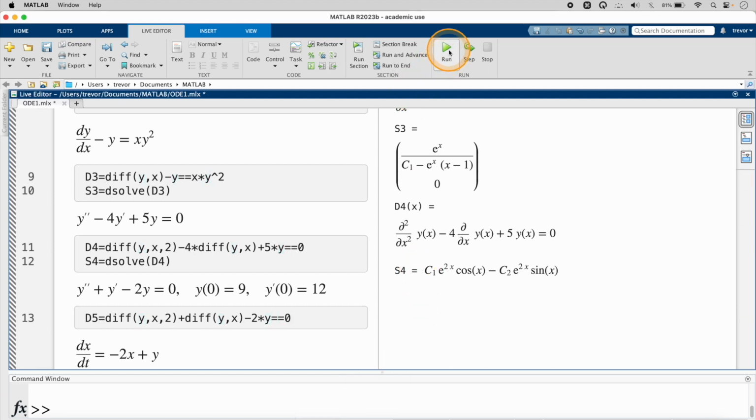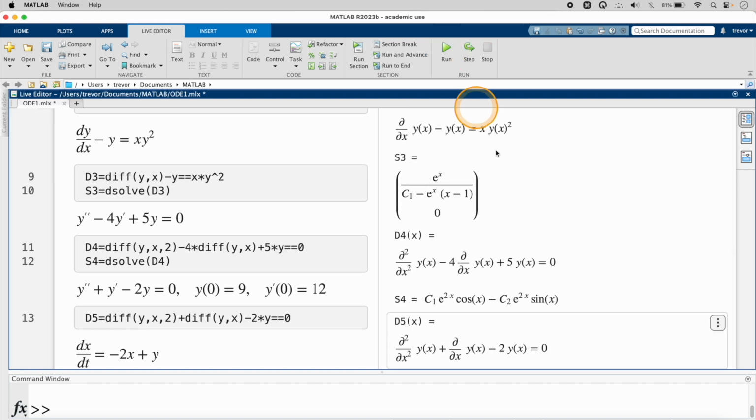I just run to check if I've entered it correctly. So we have the second derivative of y with respect to x plus the derivative of y with respect to x minus 2 times y is equal to 0. I then go on and enter these conditions there.